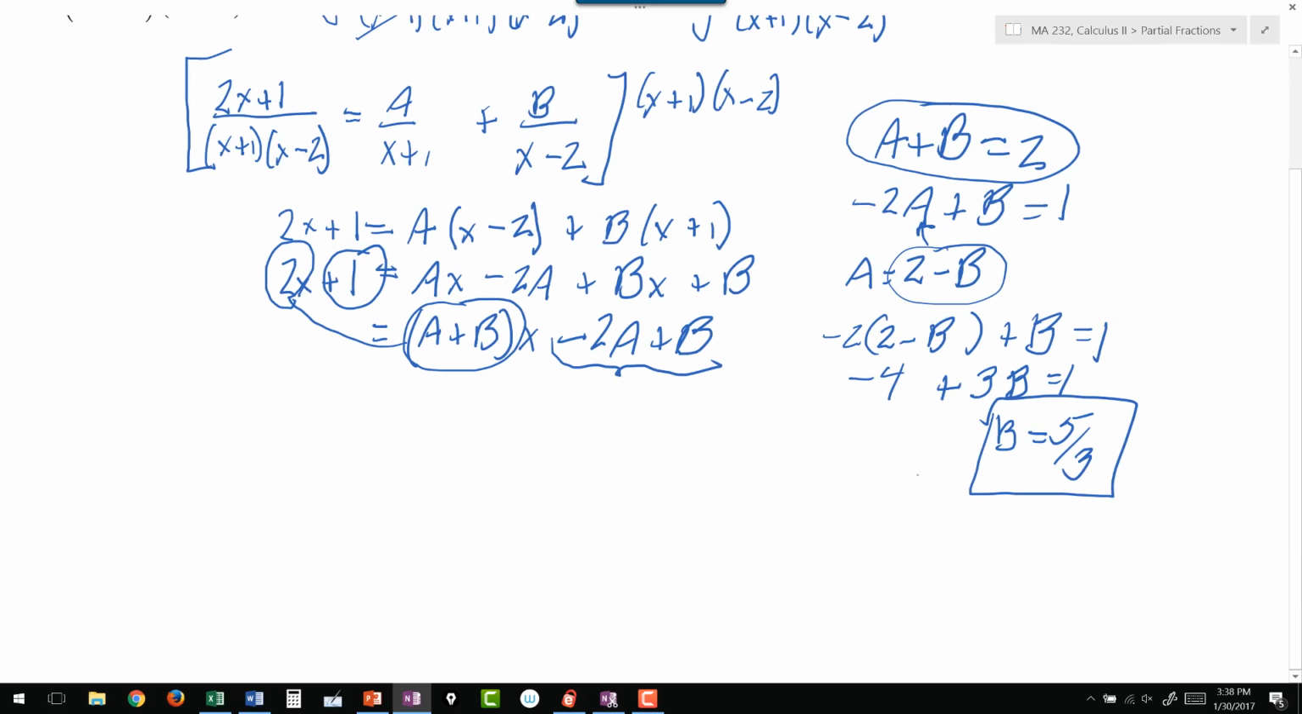If b is 5/3 and a is 2 minus b, then a is 2 minus 5/3, or 6/3 minus 5/3, which is 1/3. So a is 1/3.